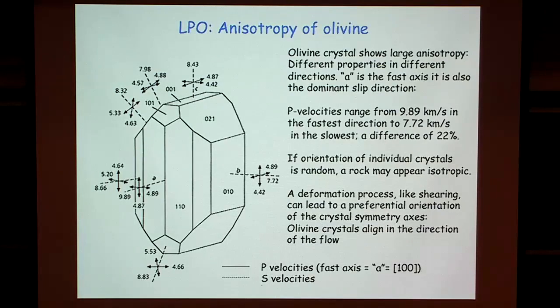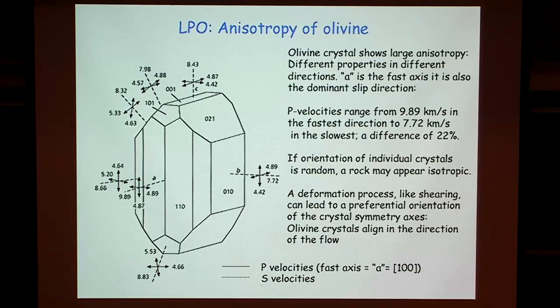addressed. If you have a deformation process, like shearing in a mantle flow, then some of the crystals will align with the flow, not completely, but they will align in a particular direction. So this will generate seismic anisotropy. Obviously, the strength of the seismic anisotropy that we'll get will be much lower than the anisotropy of a single crystal, because all the crystals are never going to be completely aligned.